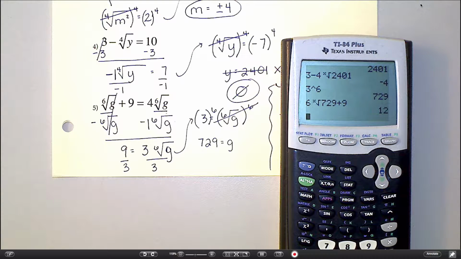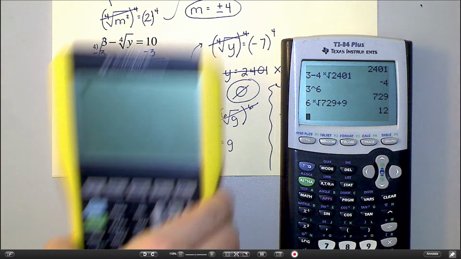But just real quick, I want to show you what this might look like on some of the newer calculators. And of course, I don't have one easily within reach. Sorry about that. Try to move fast.